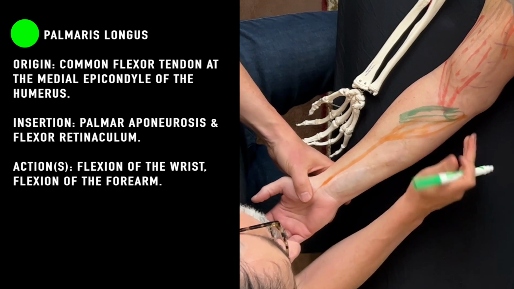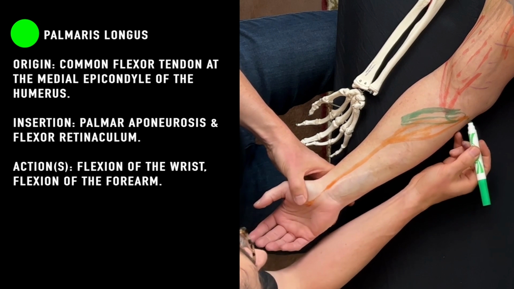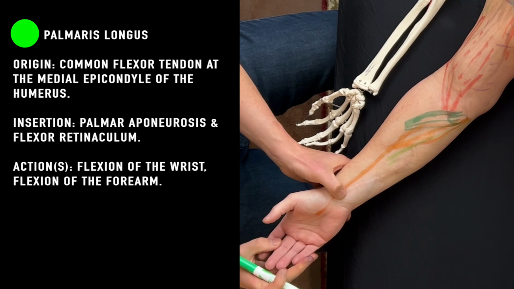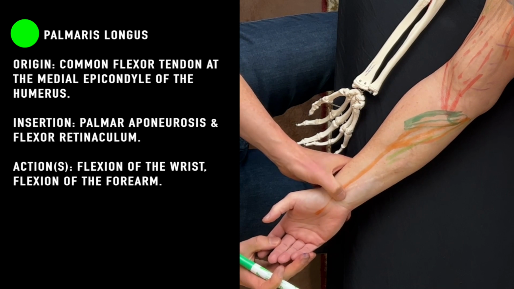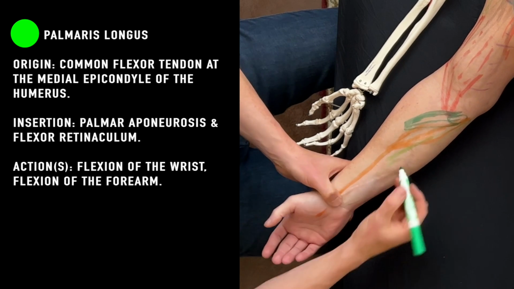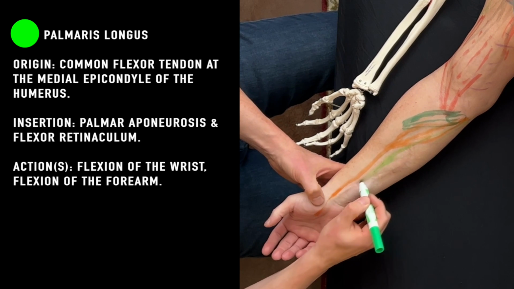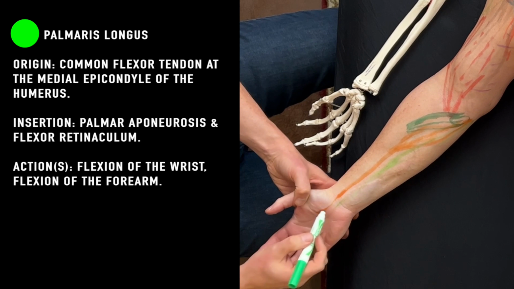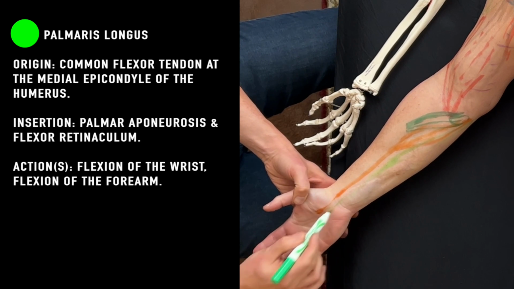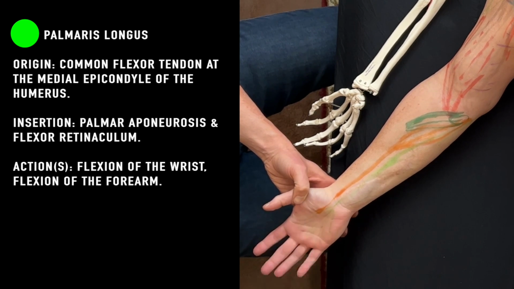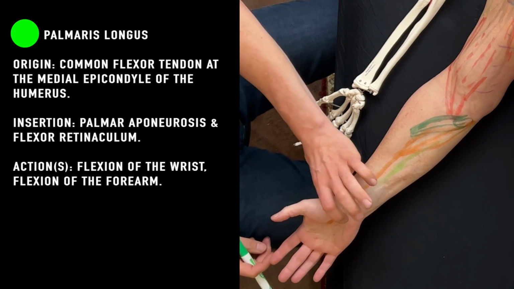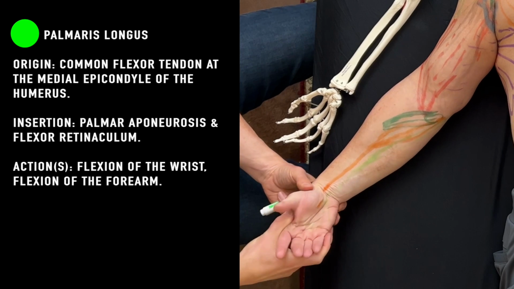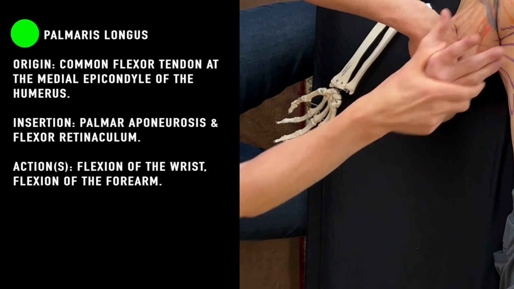It arises from the common flexor tendon at the medial epicondyle right there. It's right next to the flexor carpi radialis. And let's see, I don't think you have a palmaris longus. It would be right through here. And it attaches on the palmar aponeurosis, basically all across here. There's a little bit of attachment onto the flexor retinaculum as well. It will cup the palm, flex the wrist, and weakly flex the elbow.